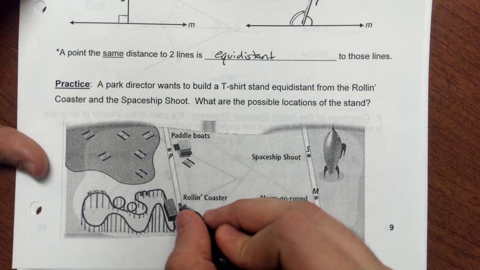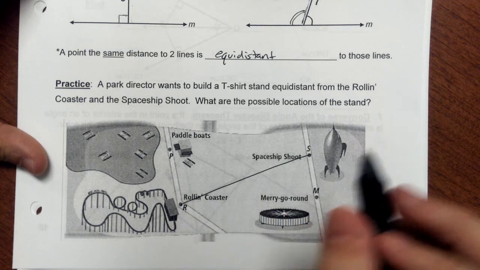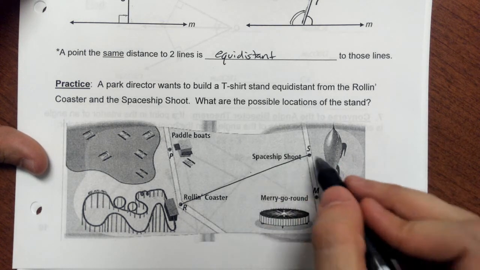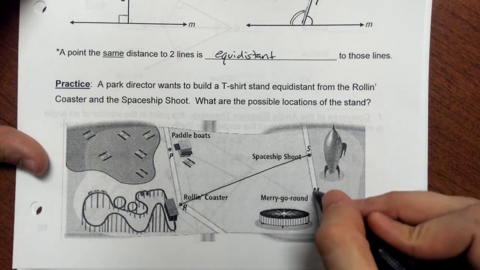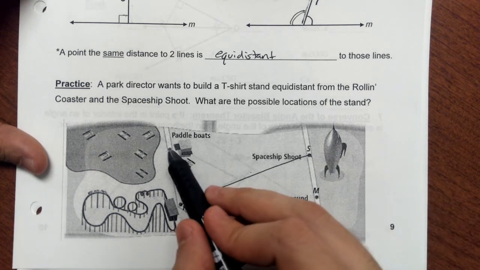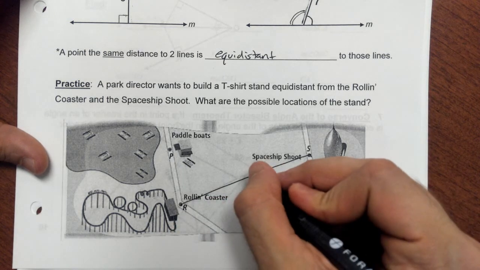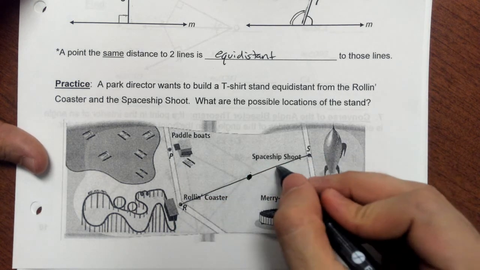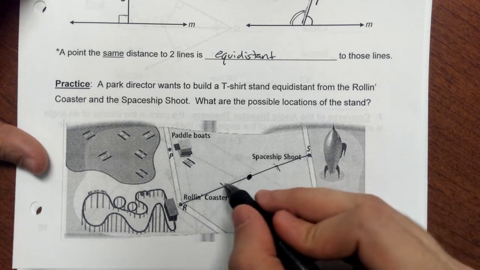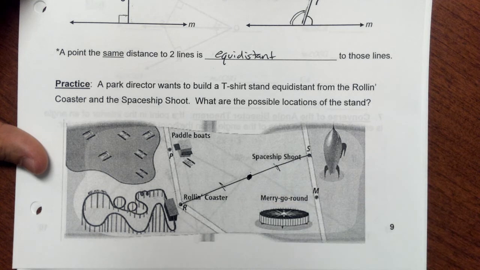So first I'm going to connect R and S. So I'm looking for a place to put my t-shirt stand that's the same distance from R as it is to S. It can't be M because that's much closer to S than it is to R. And it can't be at the paddle boat station because P is much closer to R than it is to S. So obviously I could put it right here. If I made that the midpoint, then this and this are the same, so this t-shirt stand would be the same distance to both R and S.